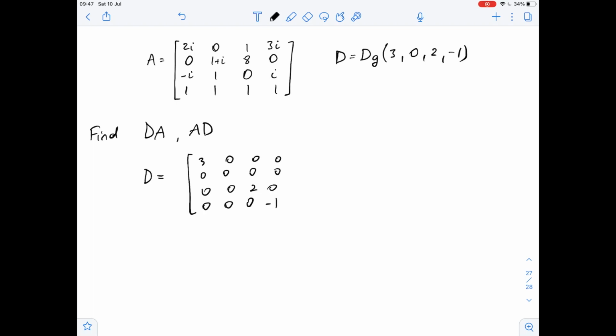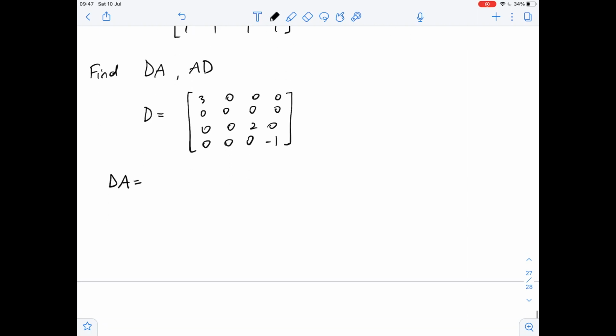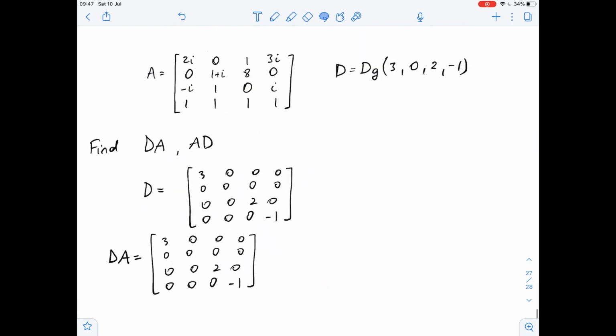Here is our matrix D. Well, since A is a 4×4 matrix and D is a 4×4 matrix as well, that means that both DA and AD exist. So let's start by finding DA. So DA equals matrix D times matrix A.